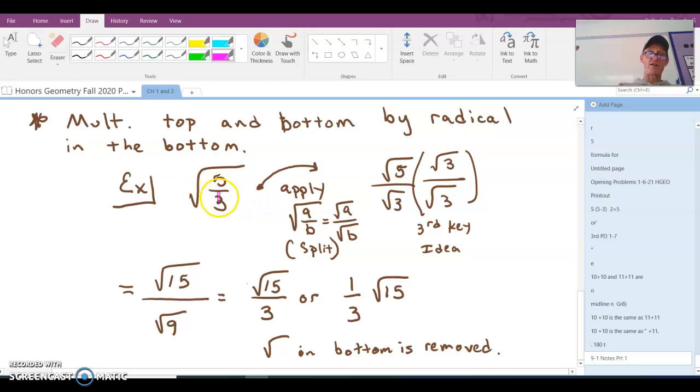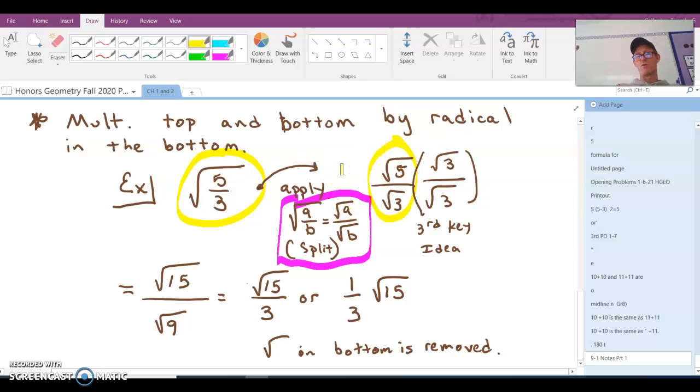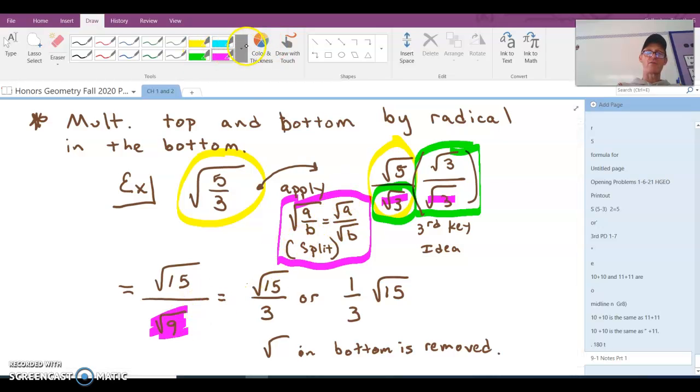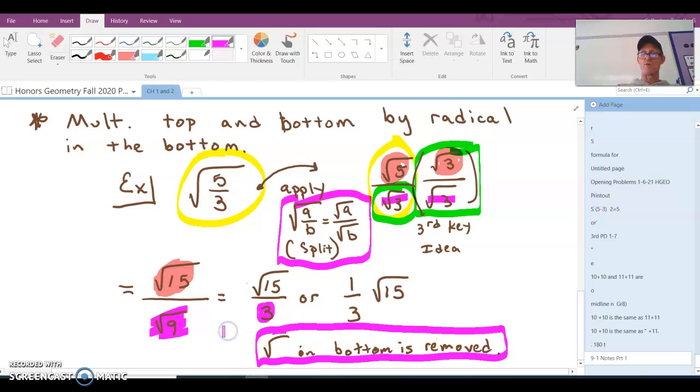So if you have the square root of 5 over 3, you can apply the splitting rule, which is the square root of a over b is equal to the square root of a over the square root of b. So the square root of 5/3 is equal to the square root of 5 over the square root of 3, and then I don't want that square root in the bottom, so I multiply top and bottom by the square root in the bottom. And this is how this simplifies. The square root of 3 times the square root of 3 is equal to the square root of 9. And the square root of 5 times the square root of 3 is equal to the square root of 15. We can't simplify that because there are no perfect squares that go into 15. But you can see that the square root of 9 simplifies to 3. So the radical in the bottom is removed.